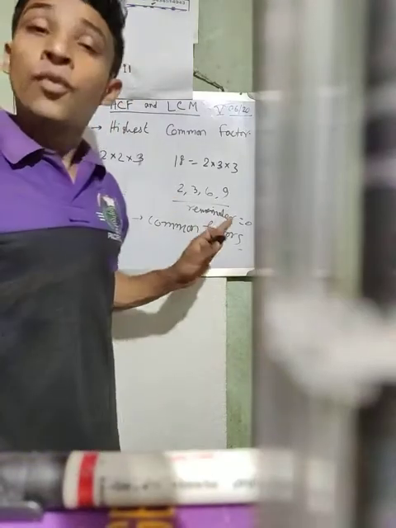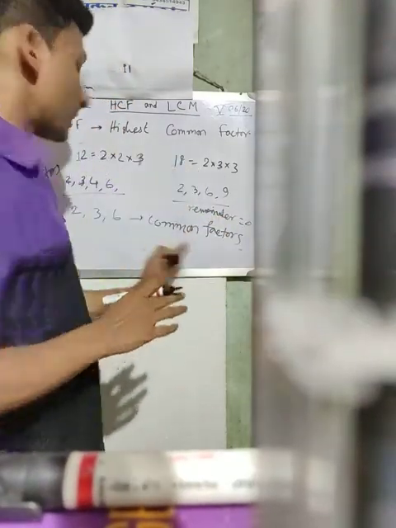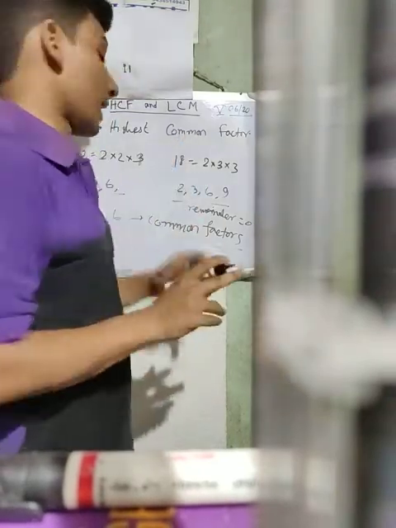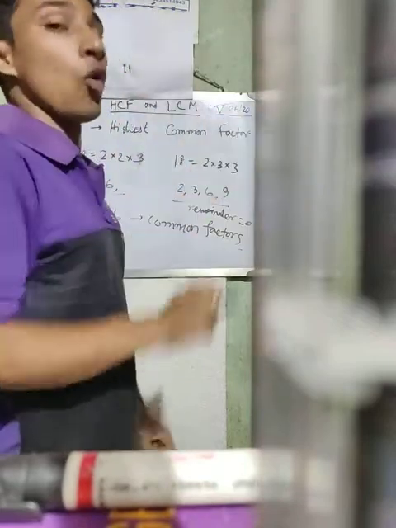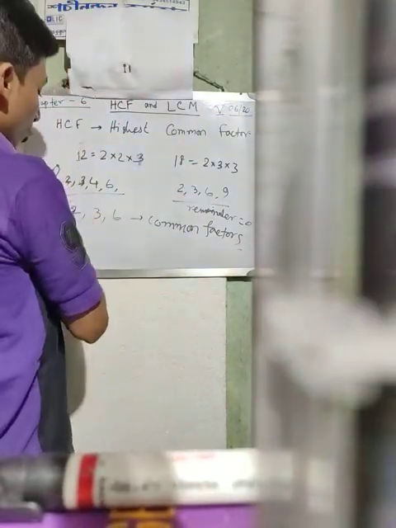That means the number is fully divisible. This number is fully divisible with these numbers, that means without any remainder. That means the remainder is equal to 0. Clear? Suppose you can divide 12 by 2.